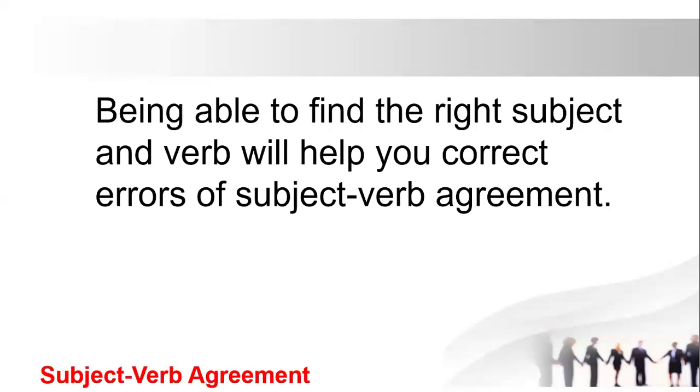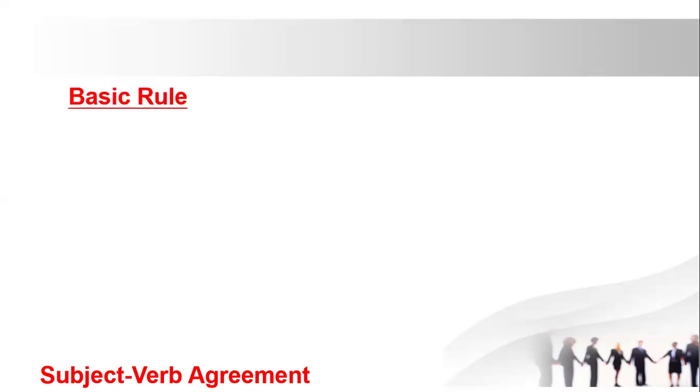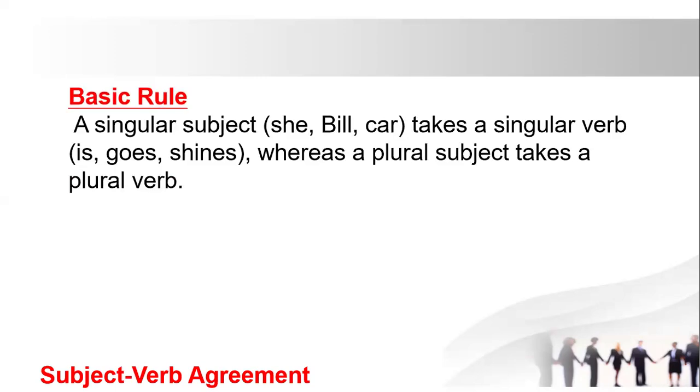Being able to find the right subject and verb will help you correct errors of subject verb agreement, which is very important. Basic rule: a singular subject, she, will, car, takes a singular verb: is, goes, shines. Whereas a plural subject takes a plural verb. It's a very common and very easy rule.